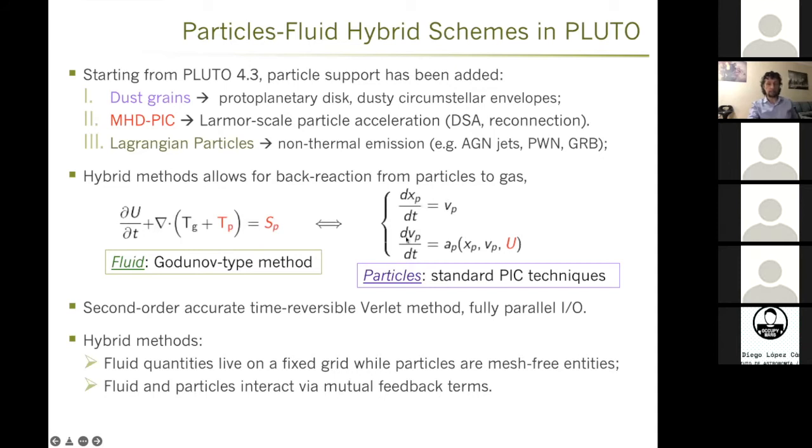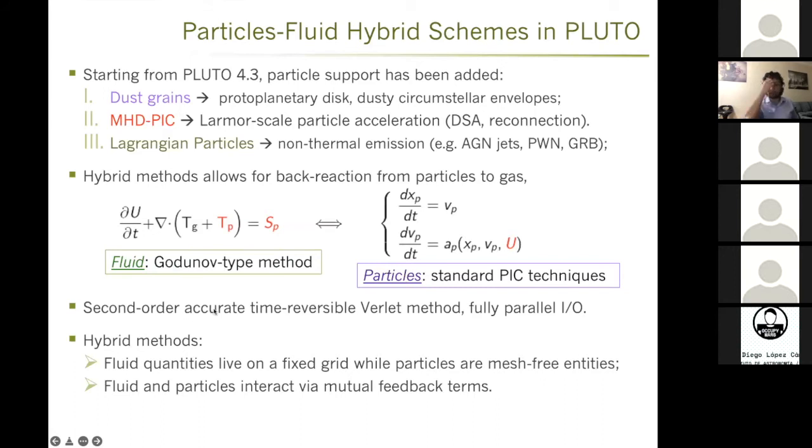Now, the equation of motion for the particle will be very simple: dx over dt is equal to the velocity, and then you have Newton's second law of dynamics. The derivative of velocity is equal to the acceleration, but the acceleration can depend not only on neighbor particles, but also on the fluid itself, or the electromagnetic field, for example. Now, we want to keep treating the fluid using Godunov methods, while we want to apply particle-in-cell techniques to solve for the particles. Okay.